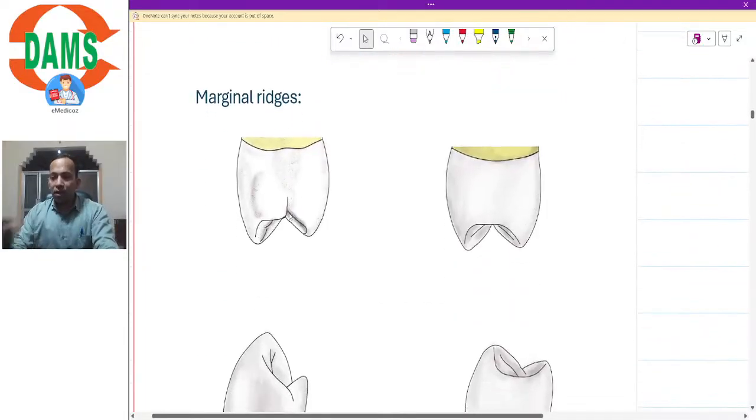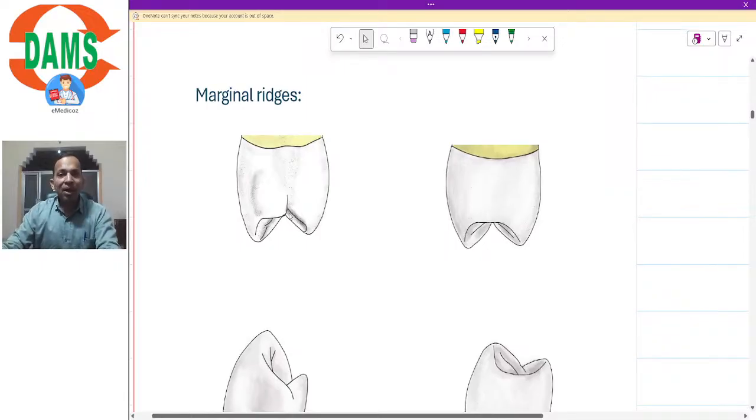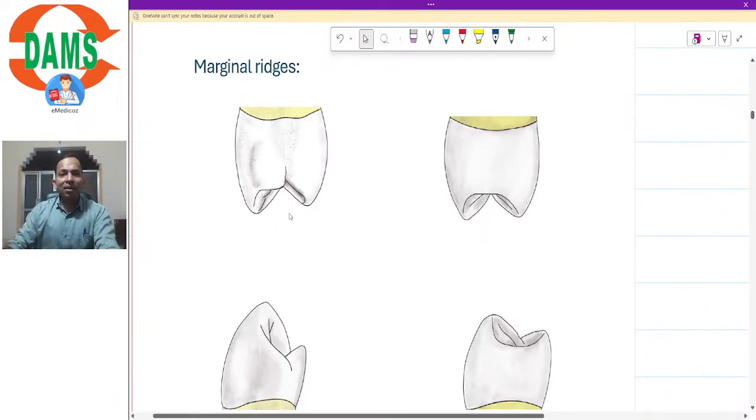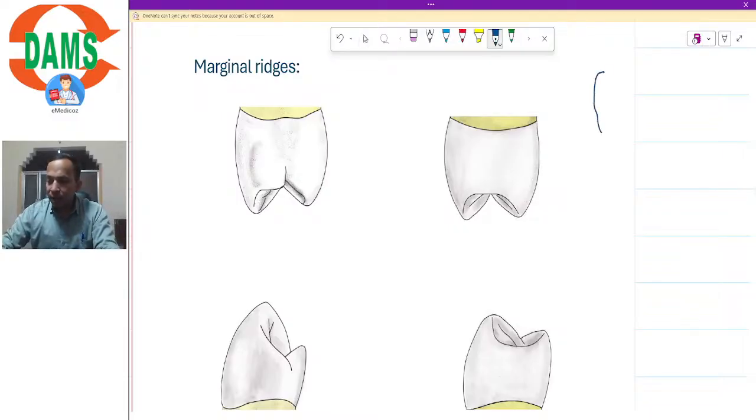So this was about the marginal ridges, cusp ridges. Next is marginal ridge. Marginal ridge we have studied in anteriors as well. In the anteriors, the marginal ridge was located on the lingual surface, isn't it? So in the anteriors, the marginal ridge was located on the lingual surface.